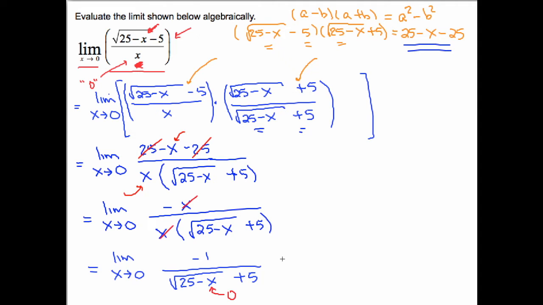So at the point we evaluate, we may drop the limit symbols. In the numerator, we're left with negative 1. And in the denominator, we're left with the square root of 25 minus 0, plus 5. So now we have this equal to negative 1 all over the square root of 25 plus 5, which is all over 5 plus 5, which is 10. Looks like our limit as x approaches 0 for this function is negative 1/10.